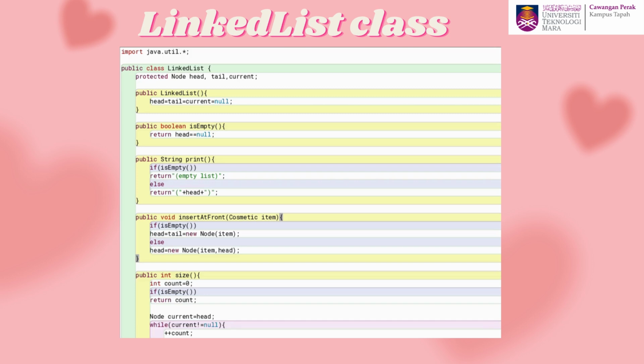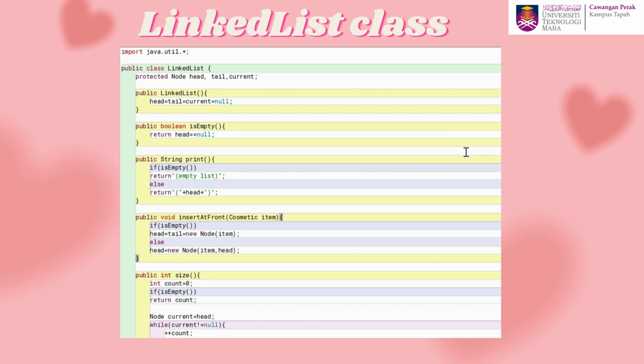Next, I will explain the linked list class. This is a custom linked list that stores cosmetic objects. The constructor sets head, tail, and current to null. The method isEmpty checks if the list is empty. The print method shows the list content. If it's empty, it returns empty list.